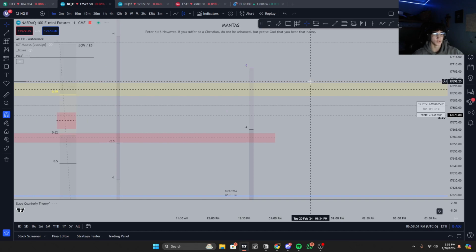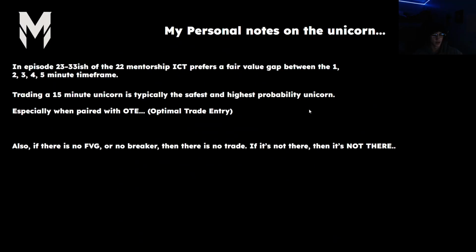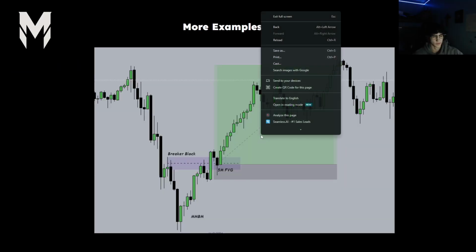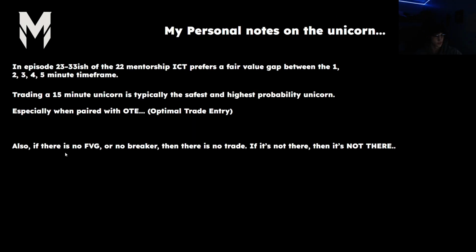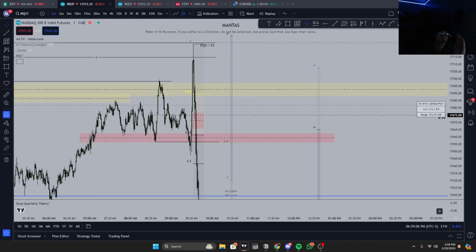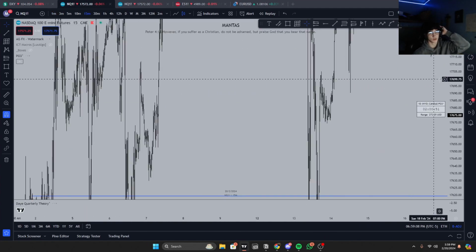Yeah, you just scale through each time frame, and if there isn't a fair value gap on the 1 minute, 2 minute, 3 minute, 4 minute, go back. 1 minute, 2 minute, 3 minute, 4 minute, 5 minute, then there's no trade. And typically a 50-minute unicorn is the strongest and the highest probability because usually we tap into those, we shoot off immediately. So I could look for one real quick.